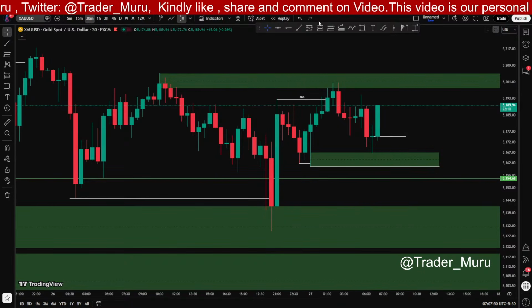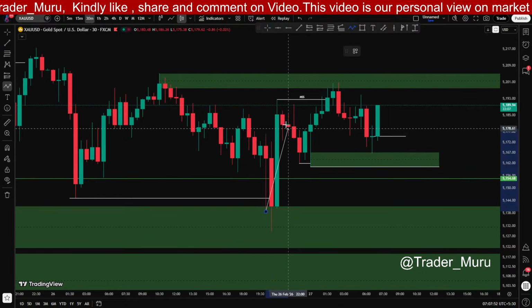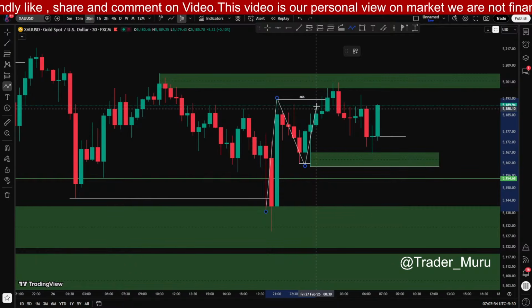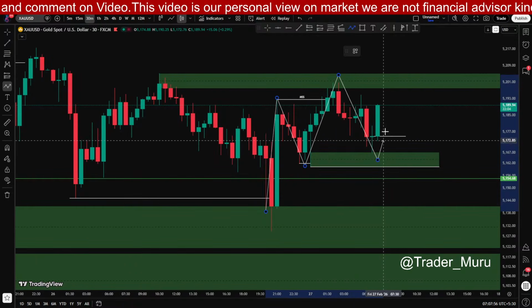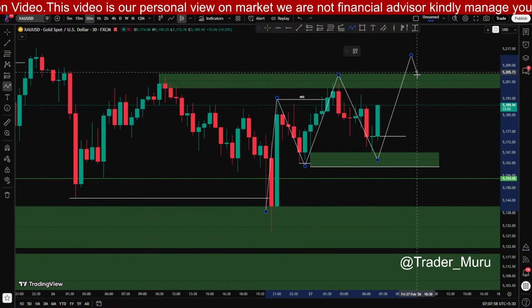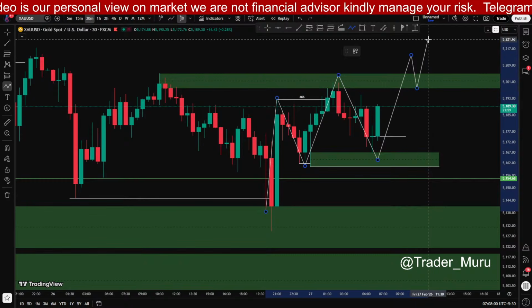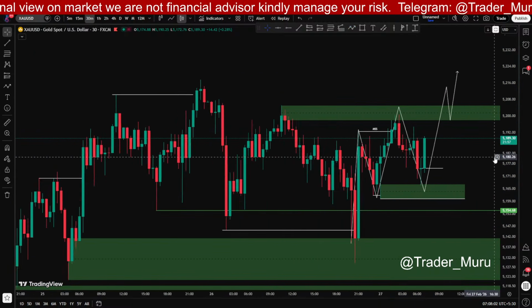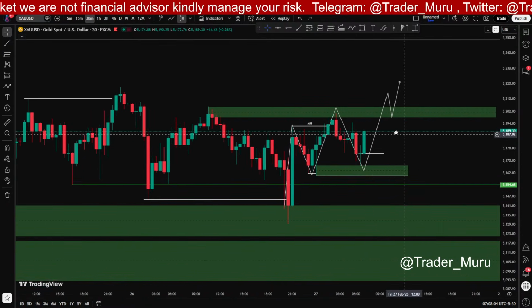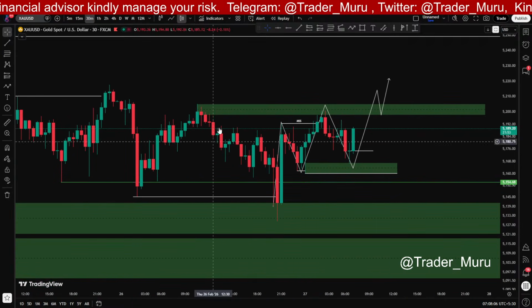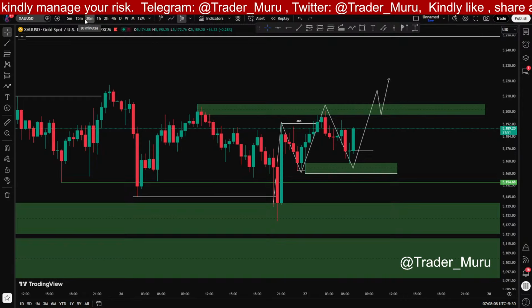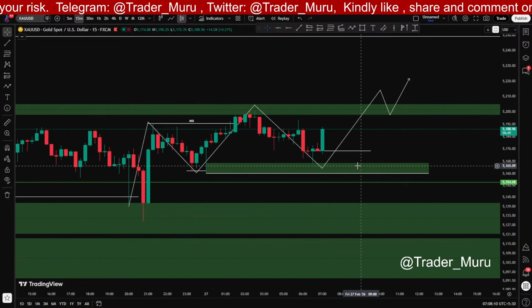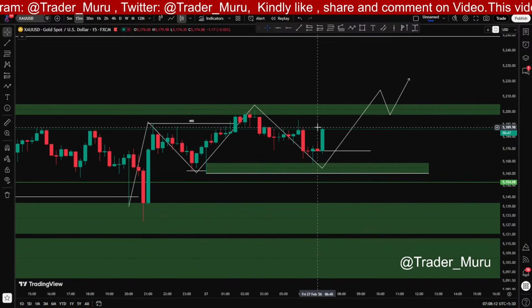This is the internal structure, which is higher highs, higher lows, higher highs, higher lows, and price should create a new higher high. After that, a test and pump. So this is the structure according to 1-hour and 30-minute time frame. In 15-minute time frame, the same thing here.